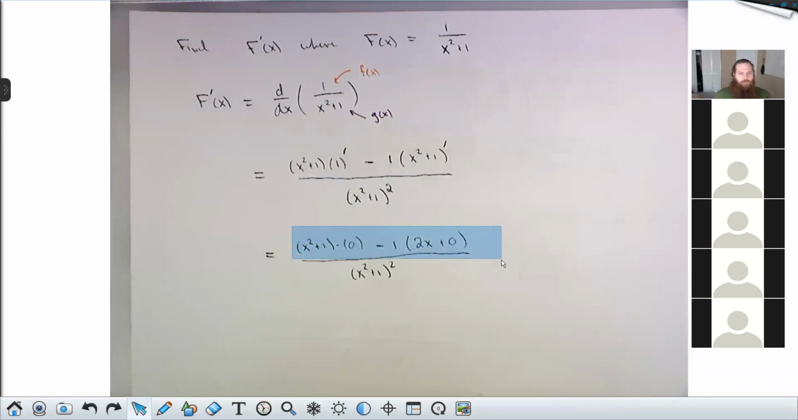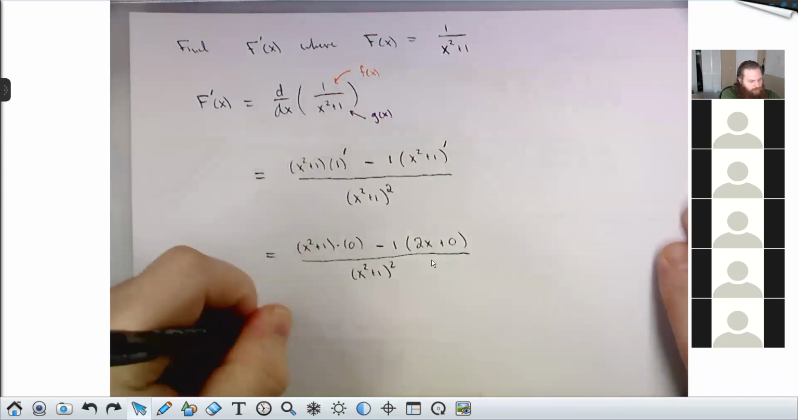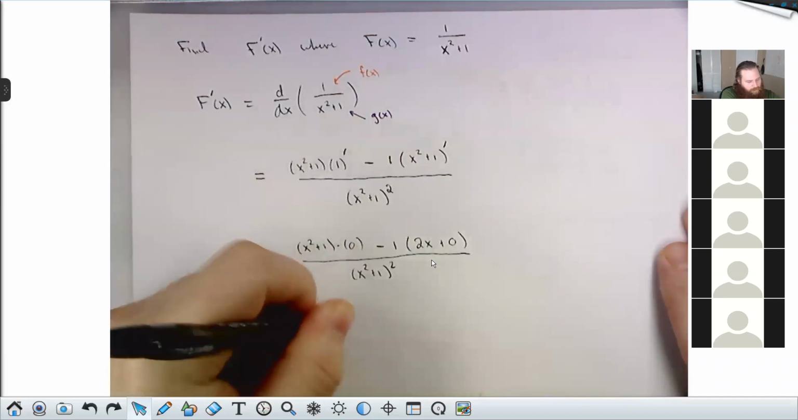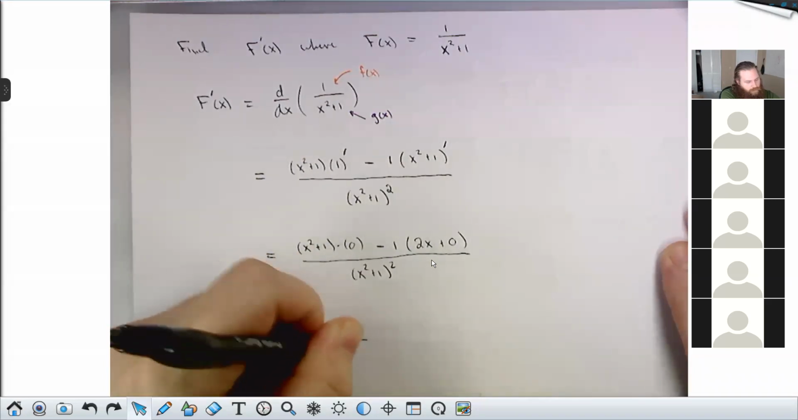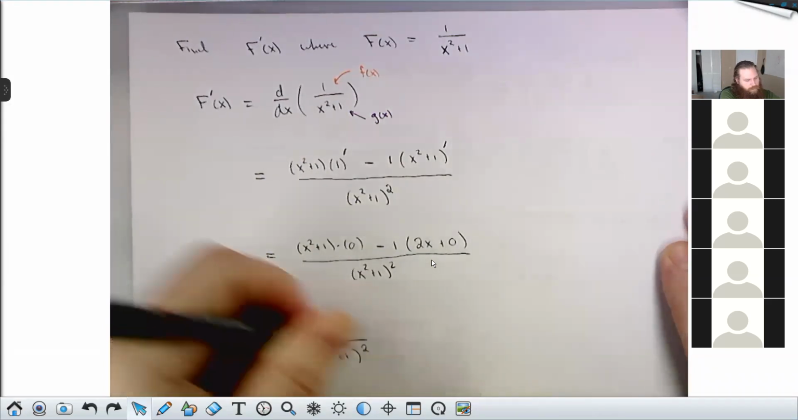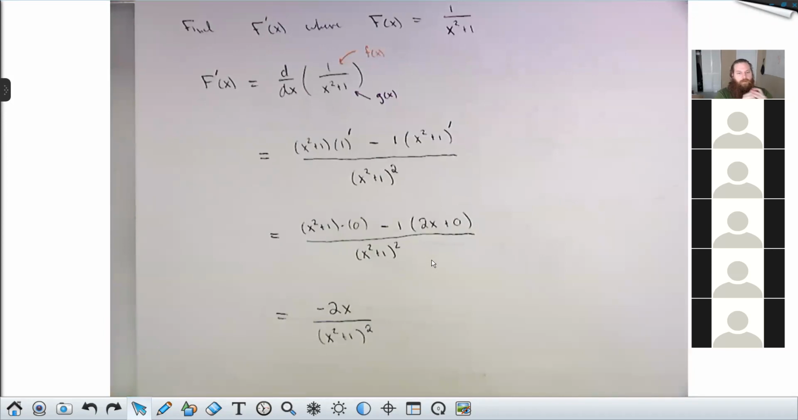All right, let's see what we get. This whole piece is going to be 0, right? I've got x squared plus 1, but it's all being multiplied by 0. So this piece is gone. And over here, I'll just have negative 1 times 2x. So this is going to be negative 2x over x squared plus 1 squared. And that's it. That's the game.